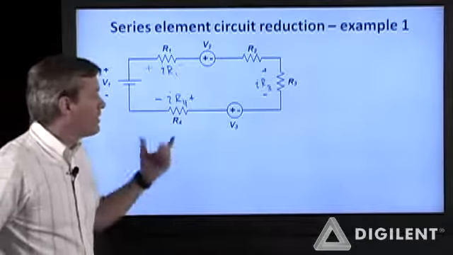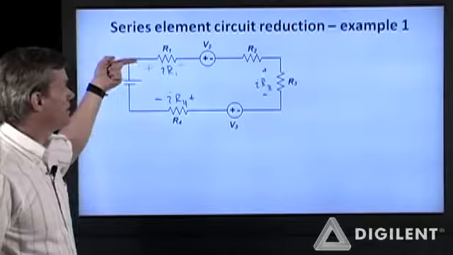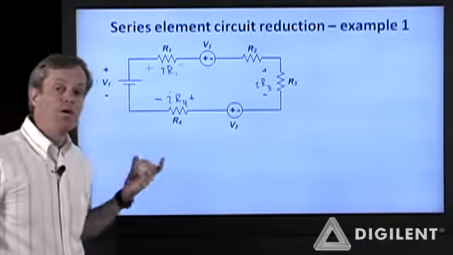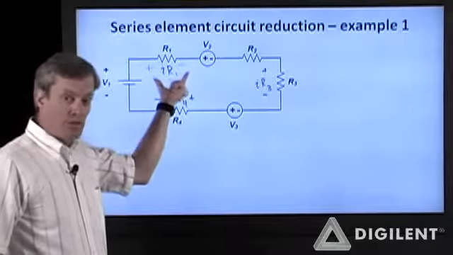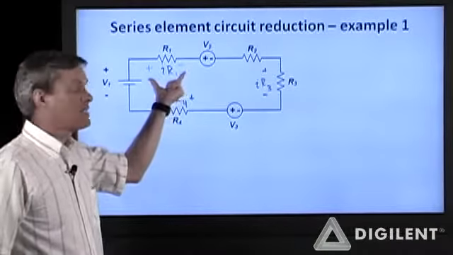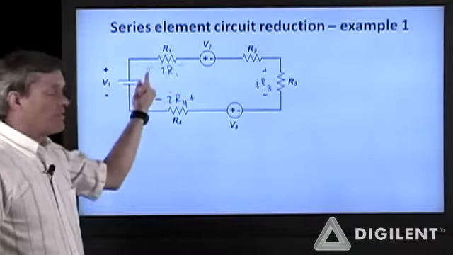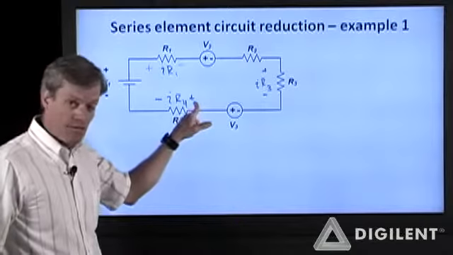Now notice my polarity on these voltages. I've always assumed on the previous slide that current was going in this direction around the loop. Once I've assumed the current direction in each of these elements, my voltage polarity for Ohm's law has to be set up so that current's entering the positive voltage node. That means this voltage node has to be positive, this voltage node has to be positive, and this voltage node has to be positive.